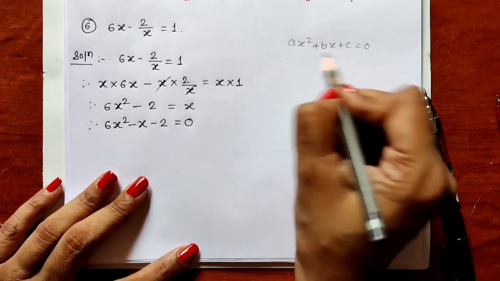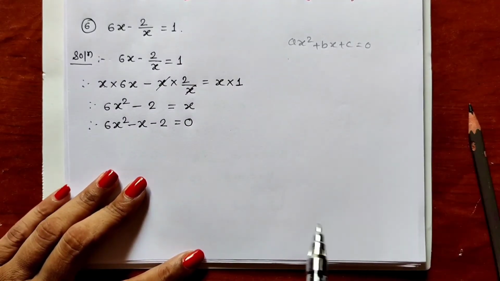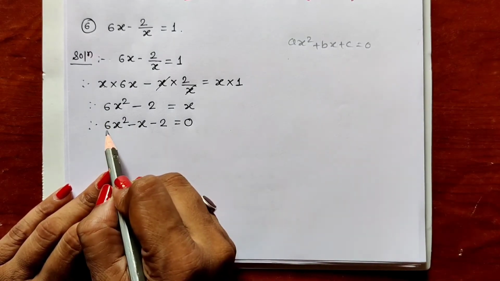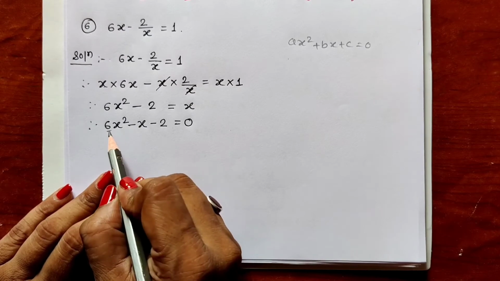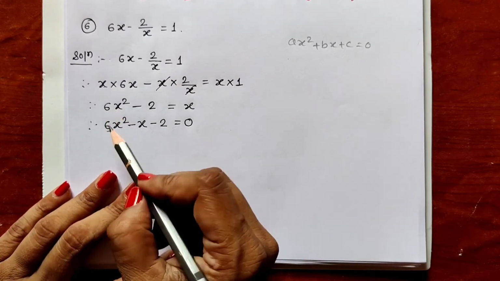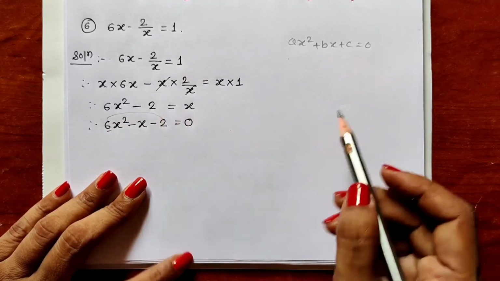All three terms on the left hand side equal to 0 on the right hand side. Now we will have to factorize. While factorizing, we have to check whether the first term has a coefficient greater than 1. As the first term has a coefficient greater than 1, we will have to find the factors of the multiplication of the coefficient of the first term into the constant term.